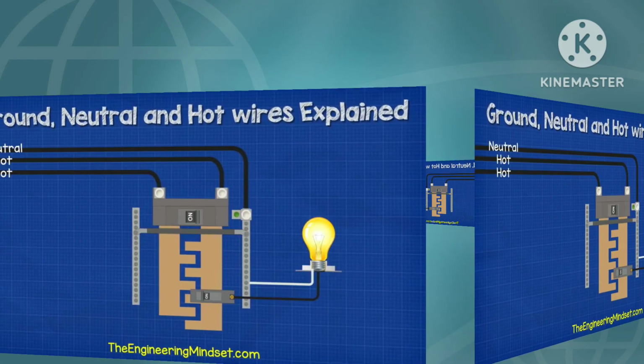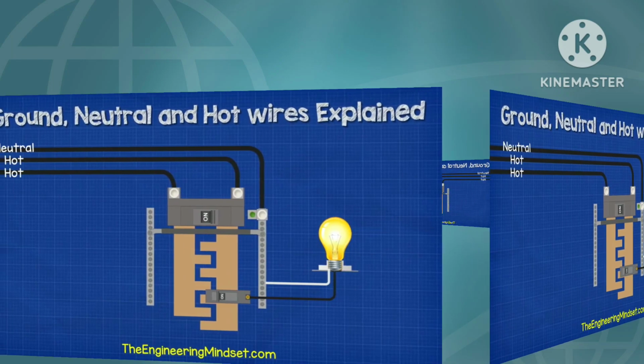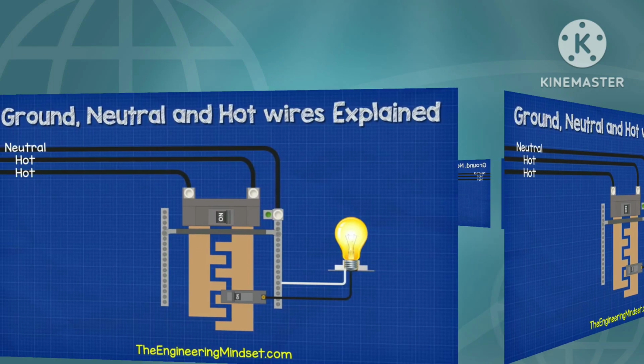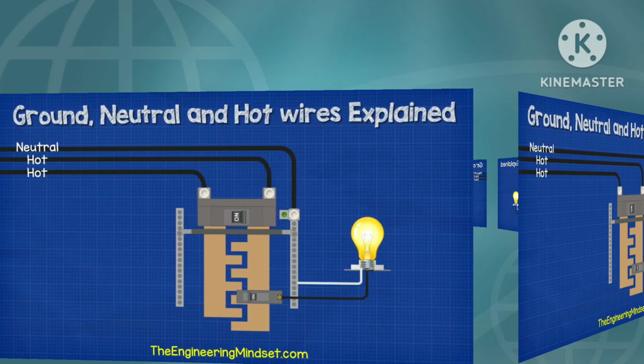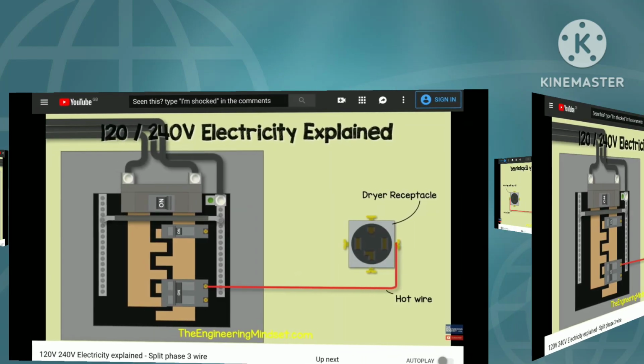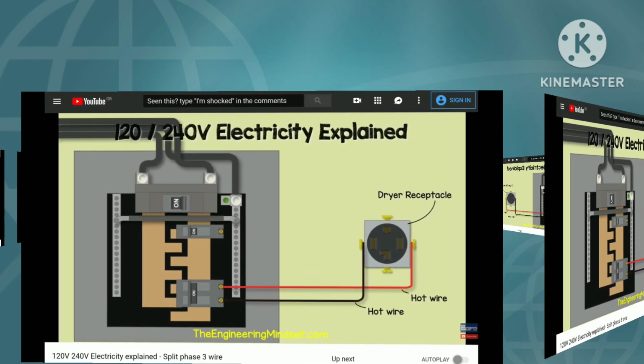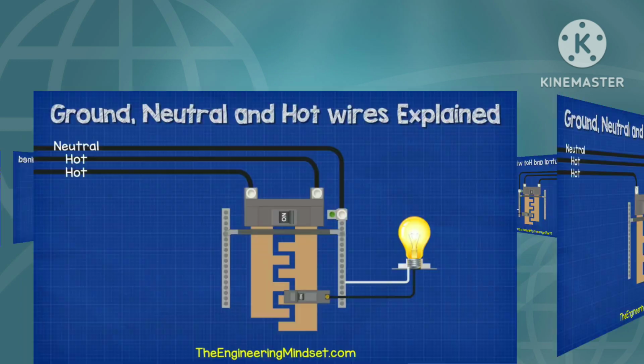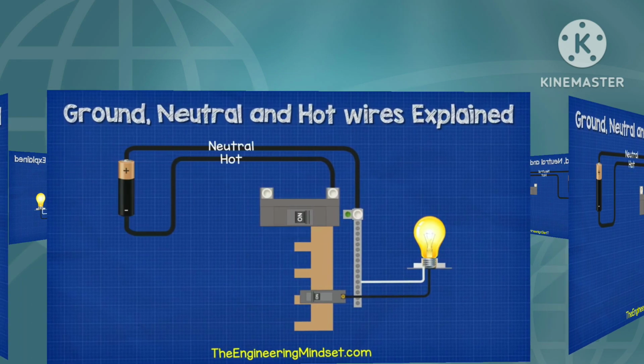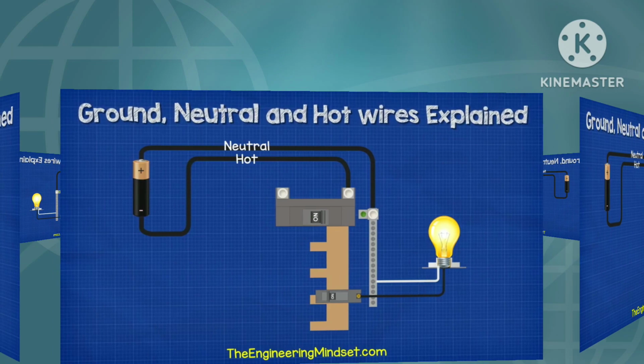If we look at a residential electrical system in North America, then we will find 2 hot wires, a neutral wire and some ground wires. If you want to see in detail how this all works, then check out our video for that, links in the video description below.